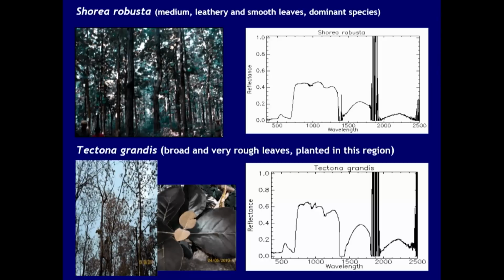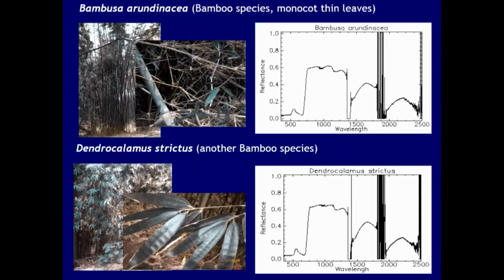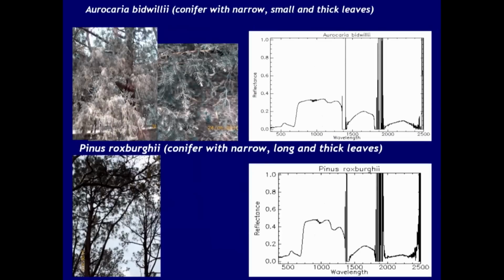See, this is the red zone, this is the infrared, and there are some kinks. You have to focus on these things. You see here, this is teak, this is sal. So this band, this region will help me to identify between teak and sal. That's how the spectral signature library has to be generated. Similarly, you can see here the bamboo species, two species. Here you can see Araucaria and Pinus, two conifer species. They are all different.